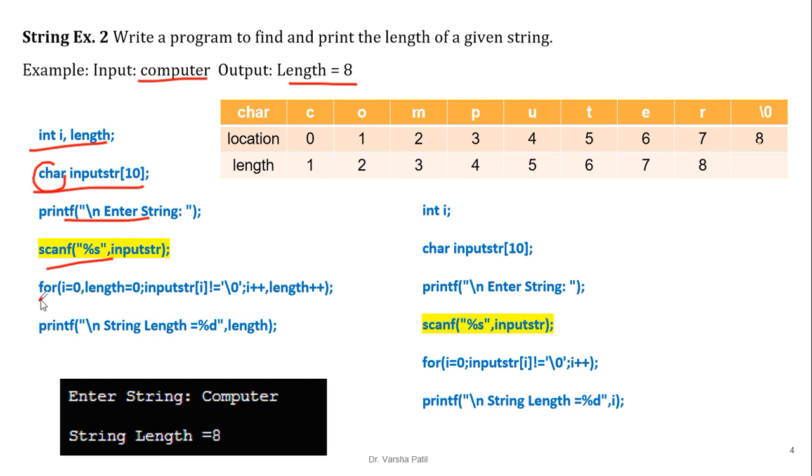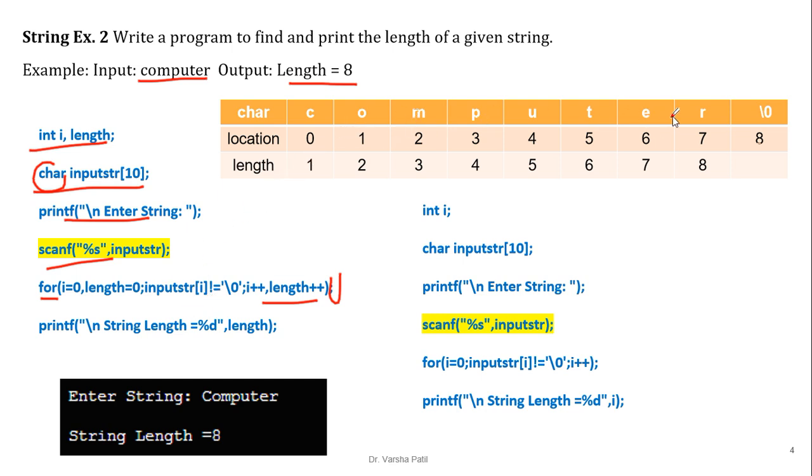Now see the for loop, there is a semicolon because we are not doing anything in the loop body, we just need to do the increment operation, and that we are doing in this particular area. So for i = 0, length = 0. Even there is no need to take length; if you are using this loop, our i is also sufficient. The condition is input[i] not equal to null.